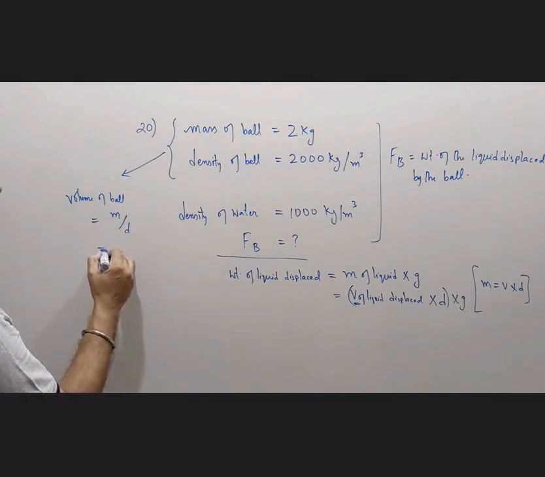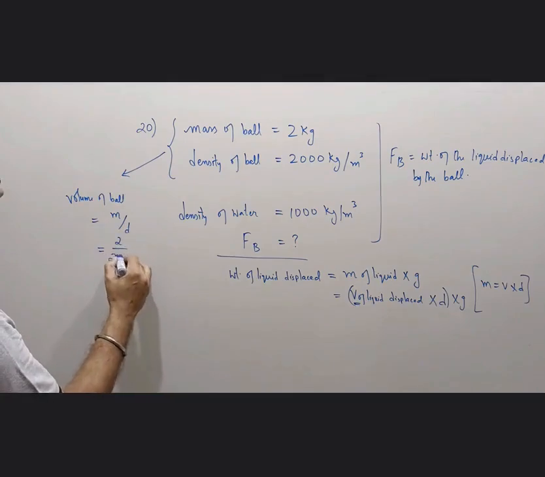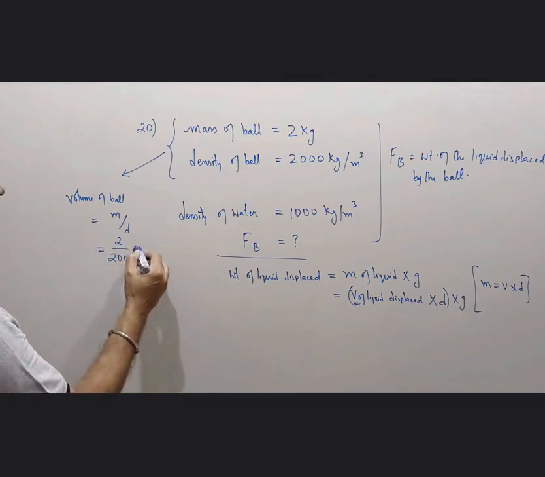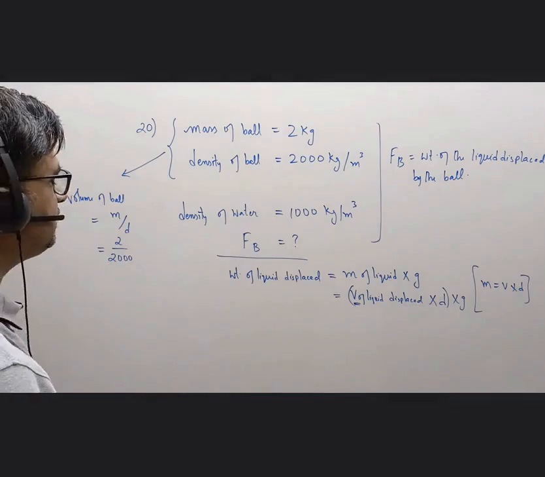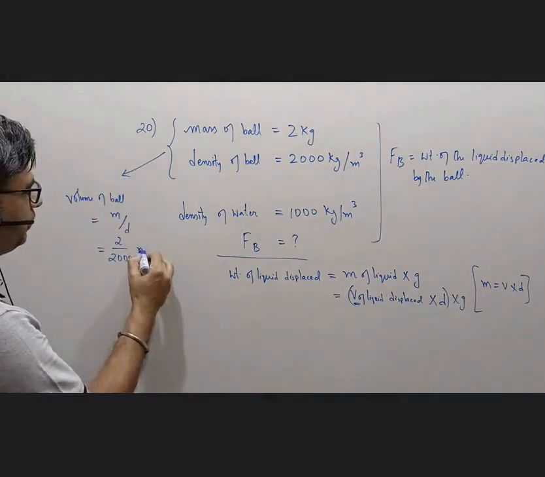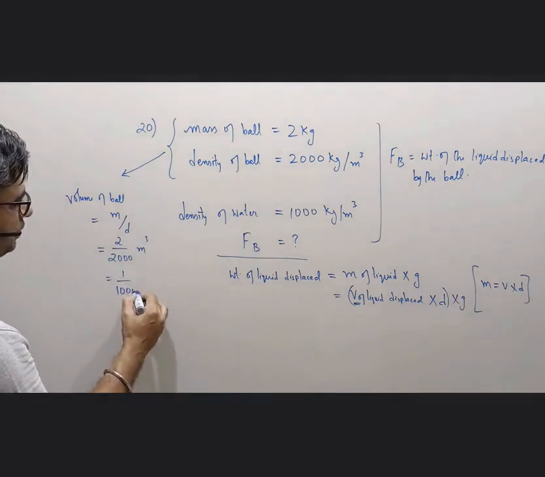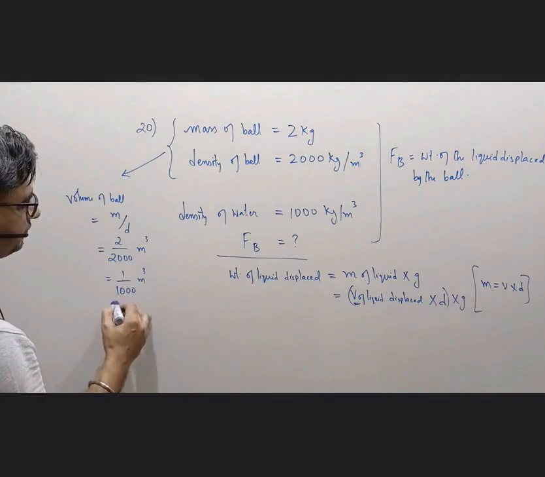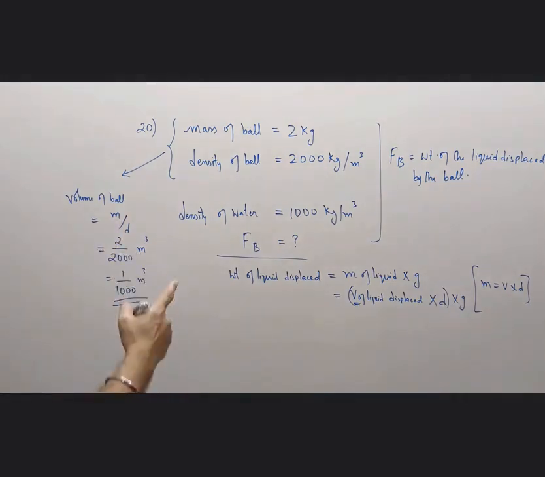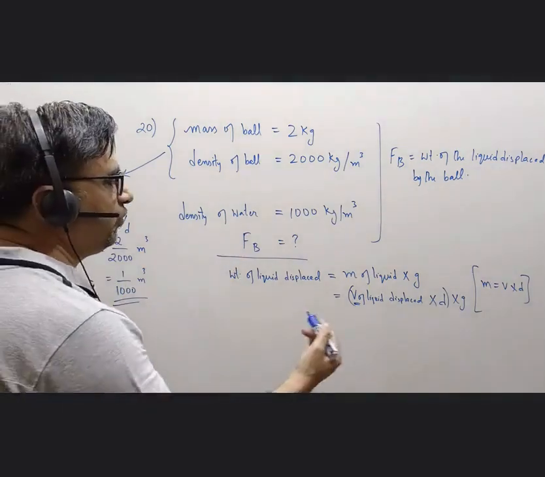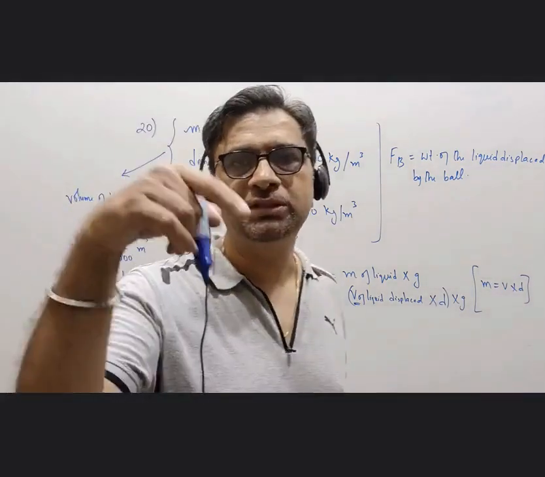So that gets us 2 divided by 2000. And because this is in kg and kg per meter cube, volume would come to 2 by 2000, and that comes to 1 by 1000 meter cube. This, folks, is the volume of the ball, which is also equal to the volume of the liquid displaced. Why? Because the ball is completely immersed.